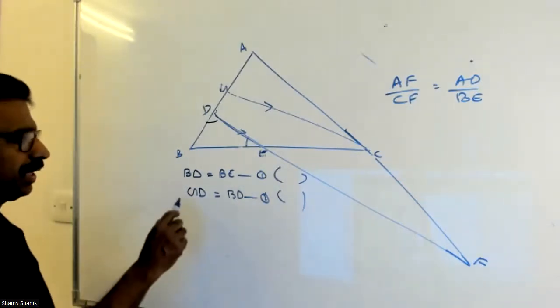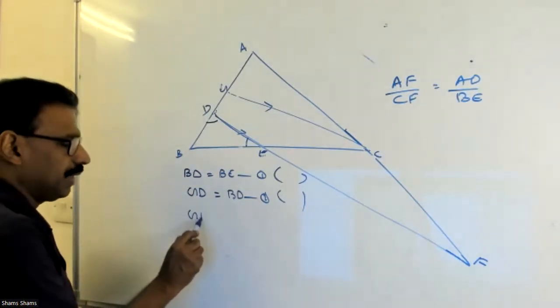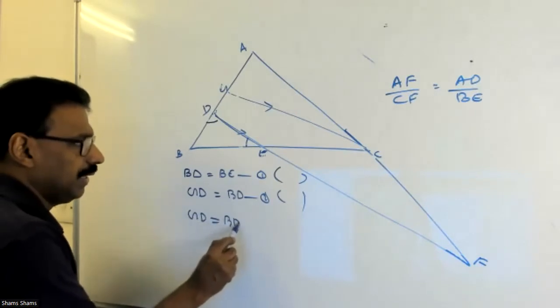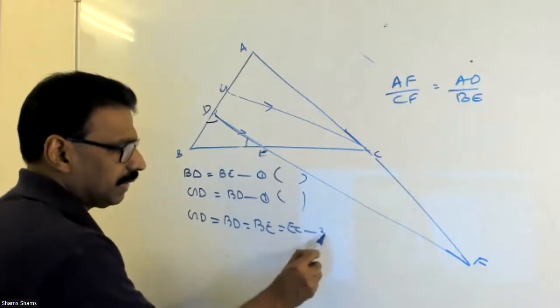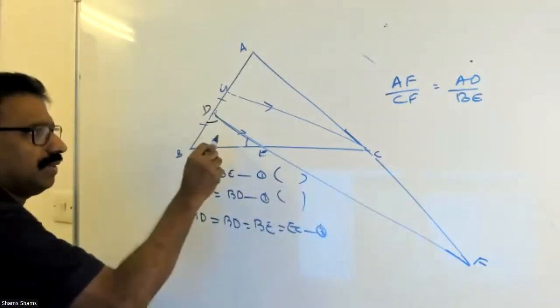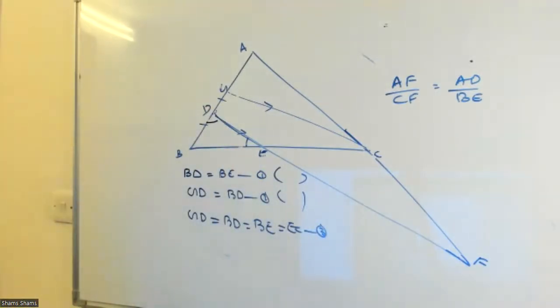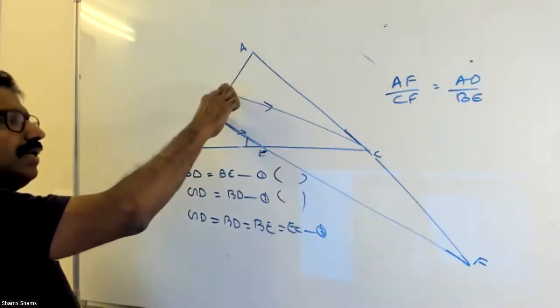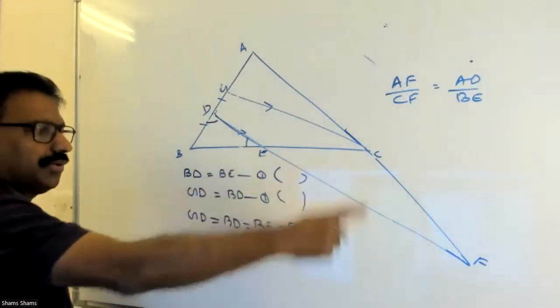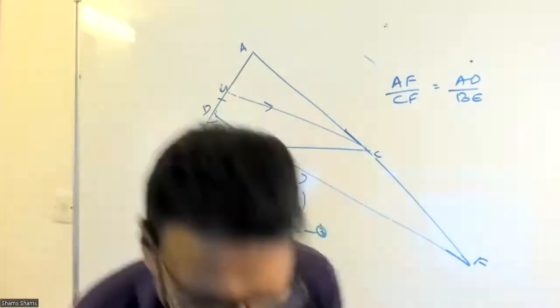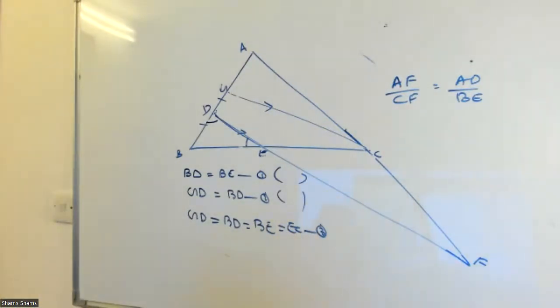From 1 and 2 we get GD equals BD equals BE equals EC. Number 3. D is the midpoint of BG, hence GD equals BD. And BD equals BE, BE equals EC. Is it okay? Everyone clear up to here? Yes, sir.